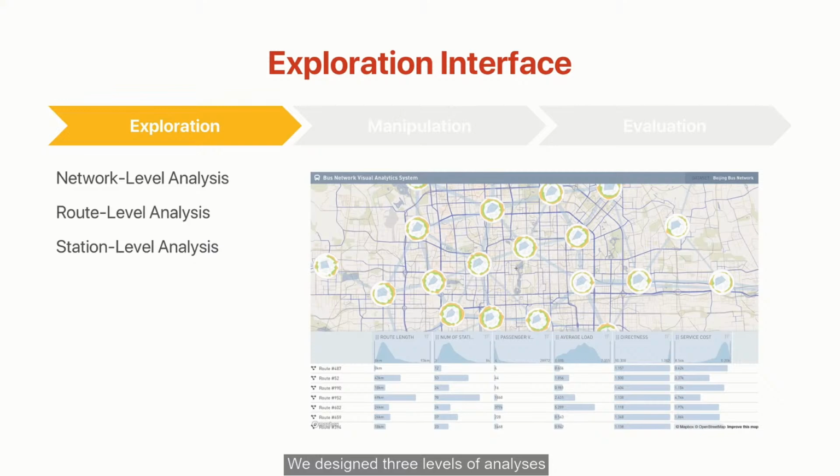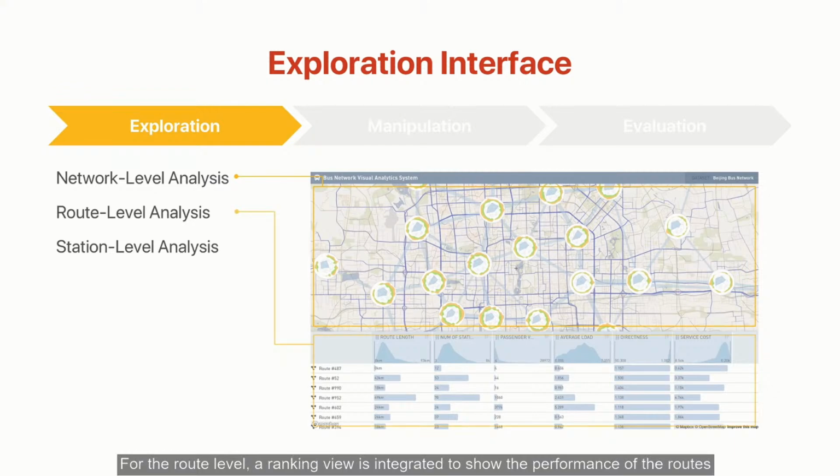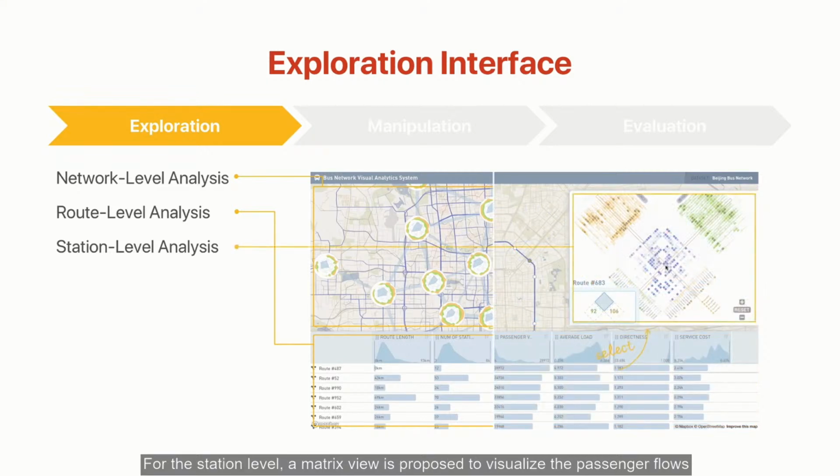We designed 3 levels of analysis to support these requirements. For the network level, a map view is designed to provide a spatial overview of the entire network. For the route level, a ranking view is integrated to show the performance of the routes. For the station level, a matrix view is proposed to visualize the passenger flows and transfers among the stations in a selected route.